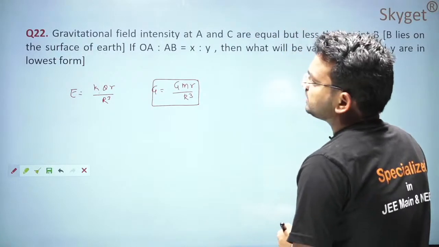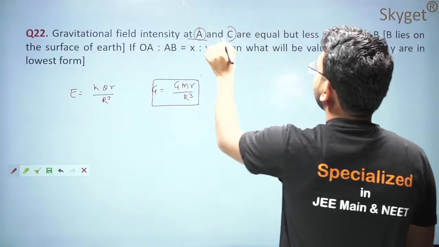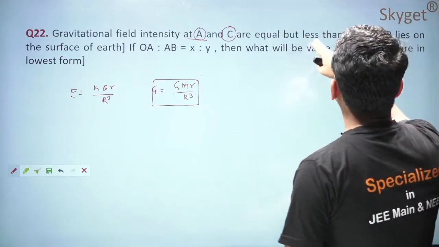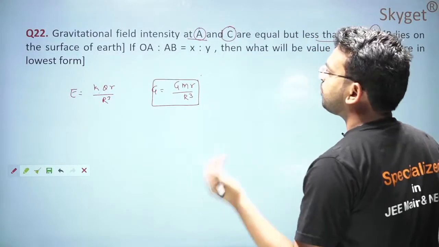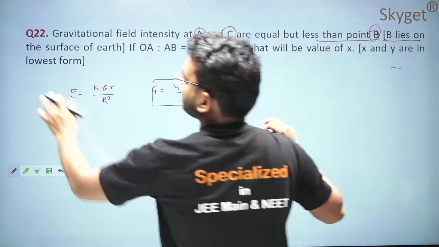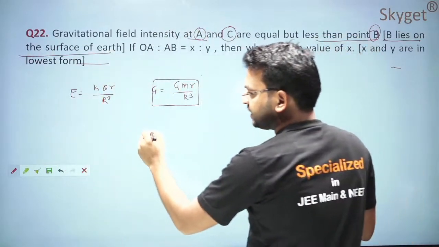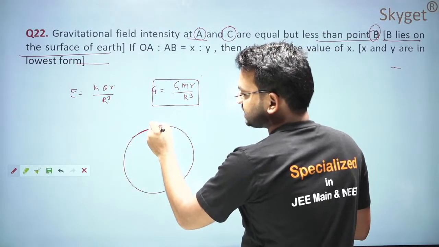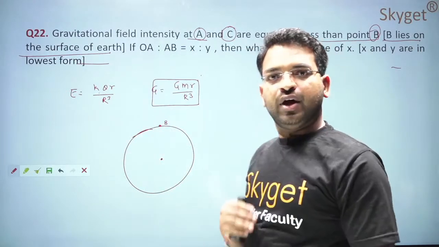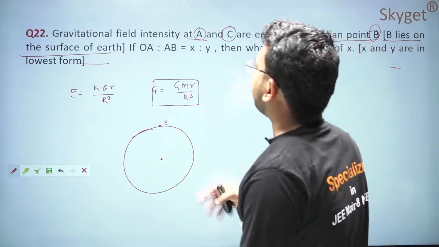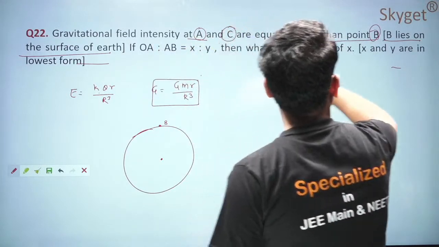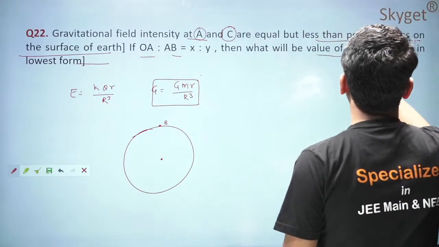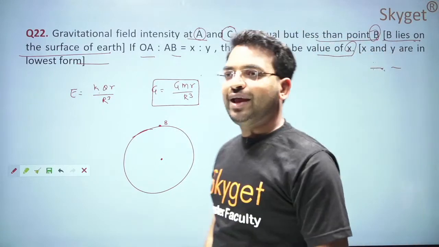Now they are saying that gravitational field intensity at A and C are equal. Okay, they have given that A and C are equal, but less than a point B. Now they are saying B lies on the surface of the earth. So basically, let's suppose this is the center of earth, and this is the point B which is lying on the surface of earth. Now they are saying we don't know about any value, right? A and C are equal but less than point B, which is over here. Then what will be the value of x?